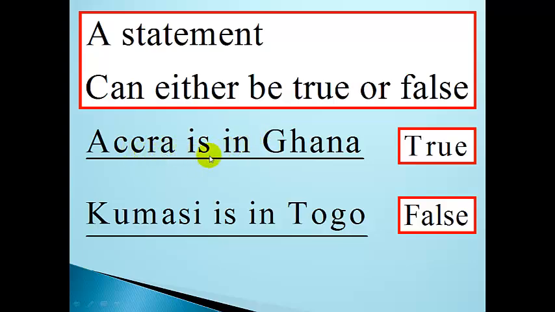Example, Accra is in Ghana. This is a true statement. Kumasi is in Togo. This is a false statement. So a statement can either be true or false.